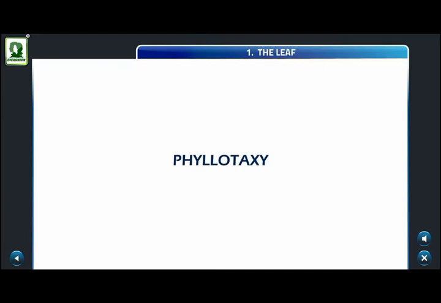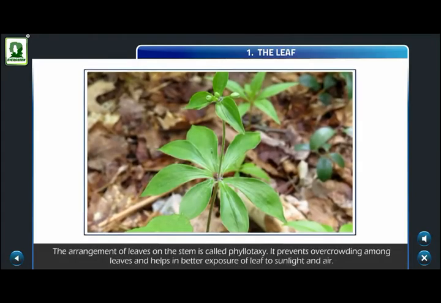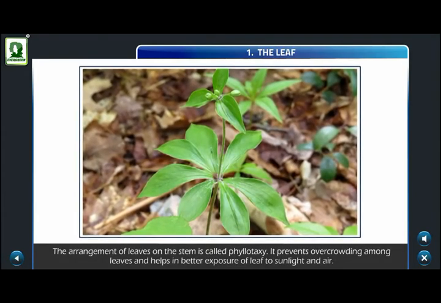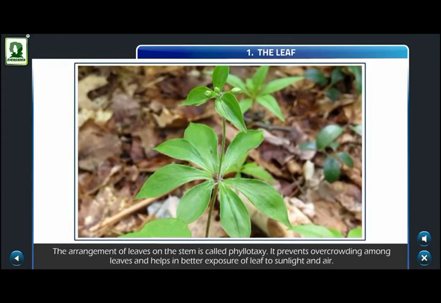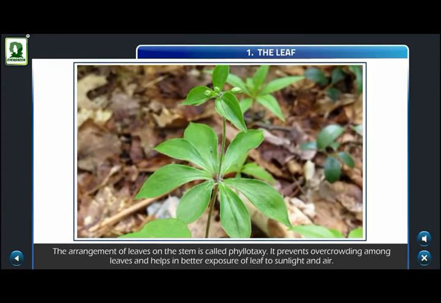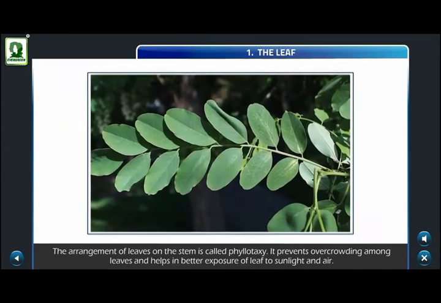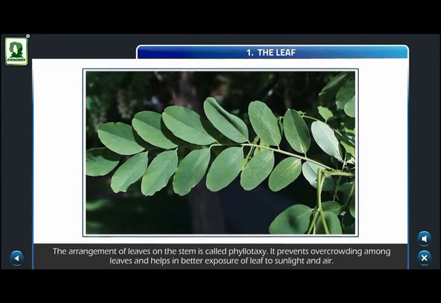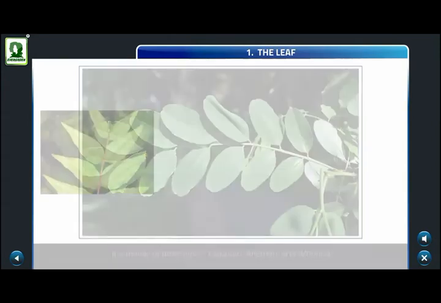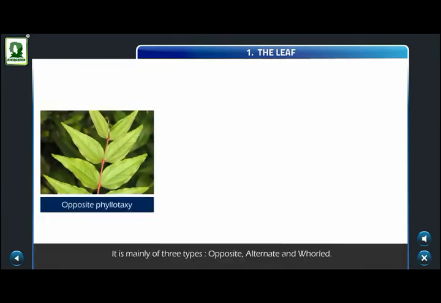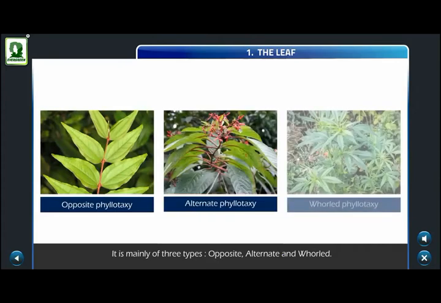Phyllotaxy. The arrangement of leaves on the stem is called phyllotaxy. It prevents overcrowding among leaves and helps in better exposure of leaf to sunlight and air. It is mainly of three types: opposite, alternate, and whorled.